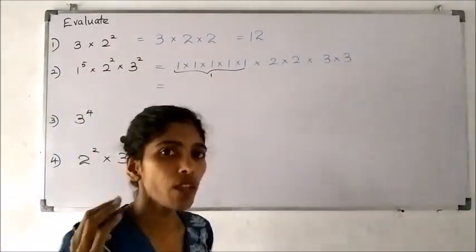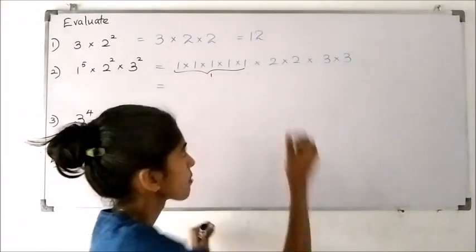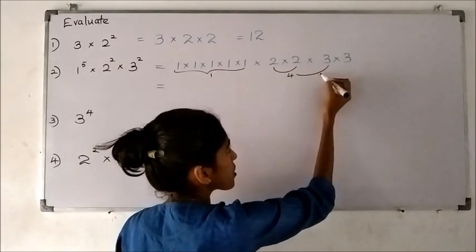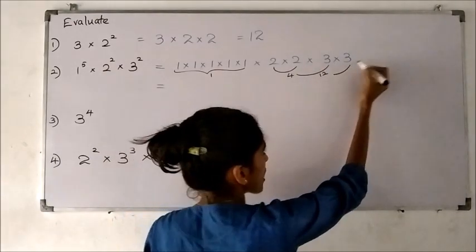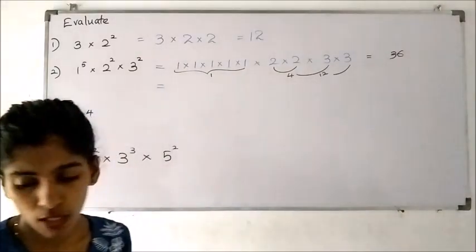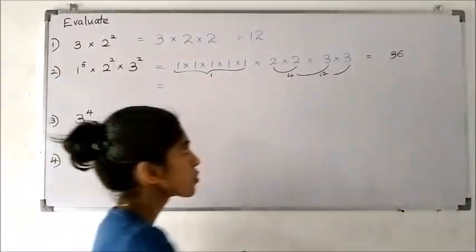Now here, in the order, you can multiply. That means 2 times 2 is 4. 4 times 3 is 12. Then 12 times 3, 36. You can follow this method, or else I will teach you another method.